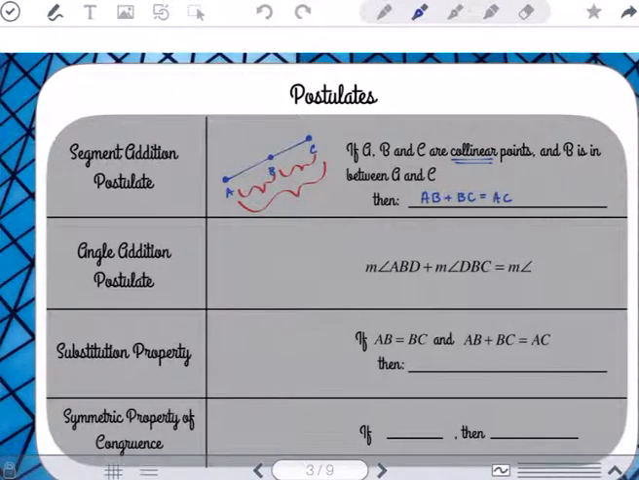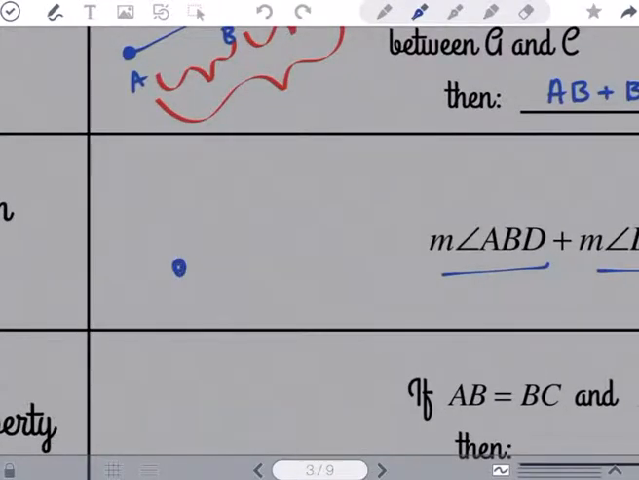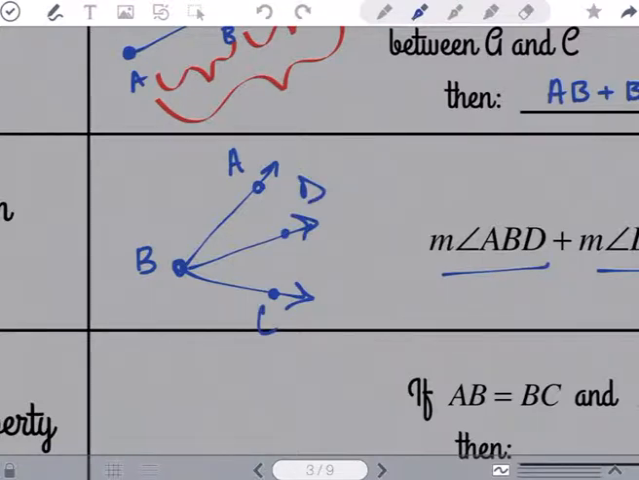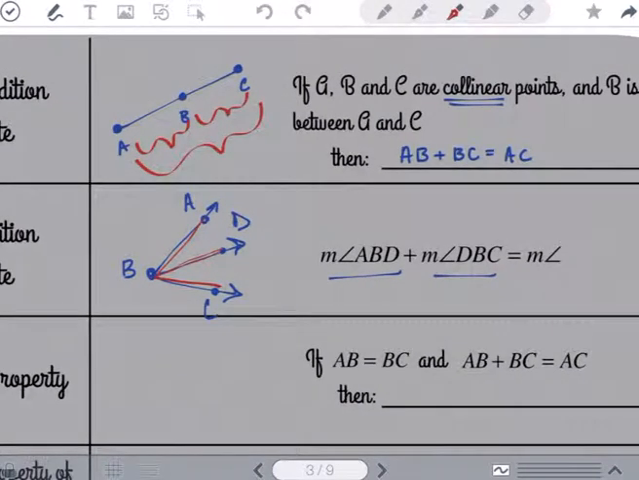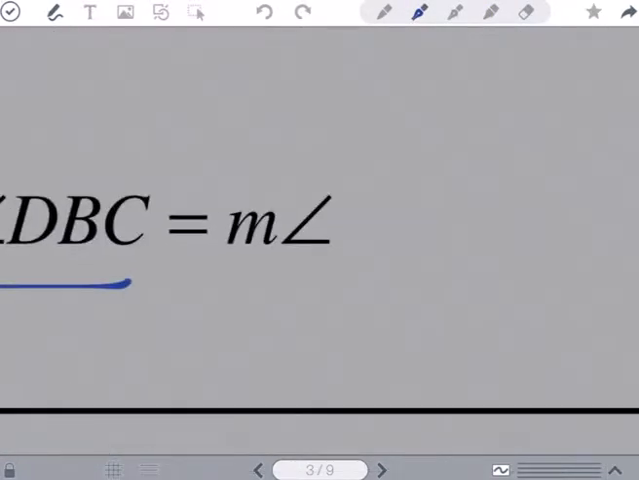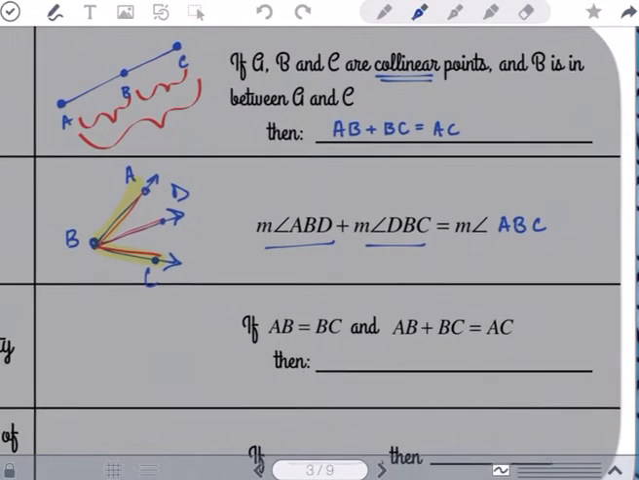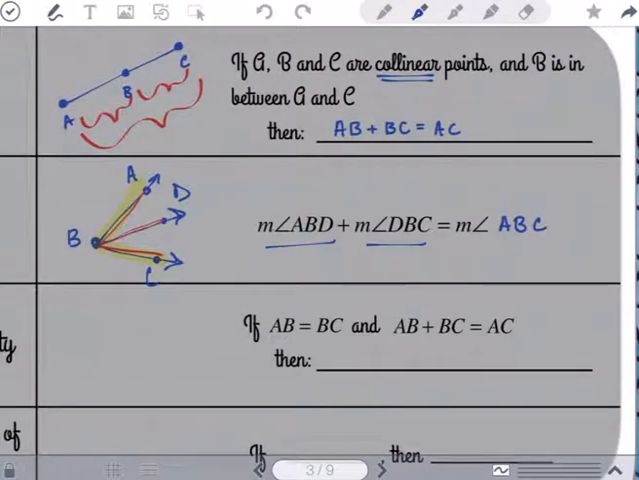For angle addition, it's very similar. Suppose we have these two smaller angles, ABD and DBC. Okay, so we have angle ABD and DBC. We would say if we add both of those angles together that we get our larger angle, which is angle ABC. Okay, so the idea of two smaller ones equaling one larger one.